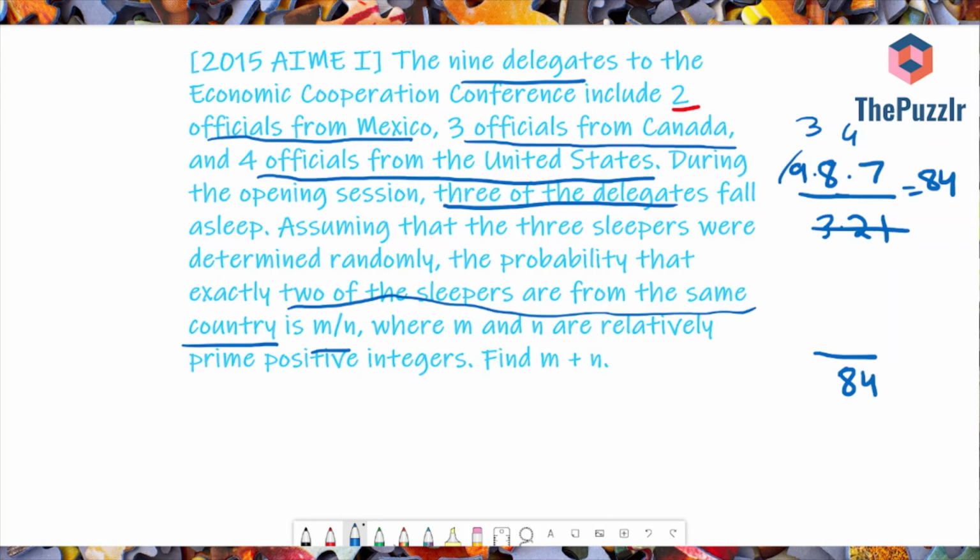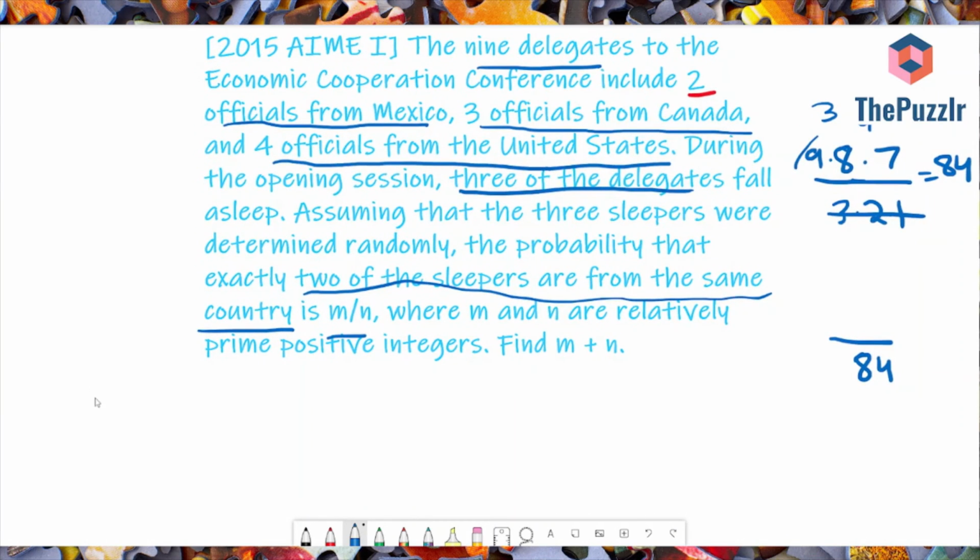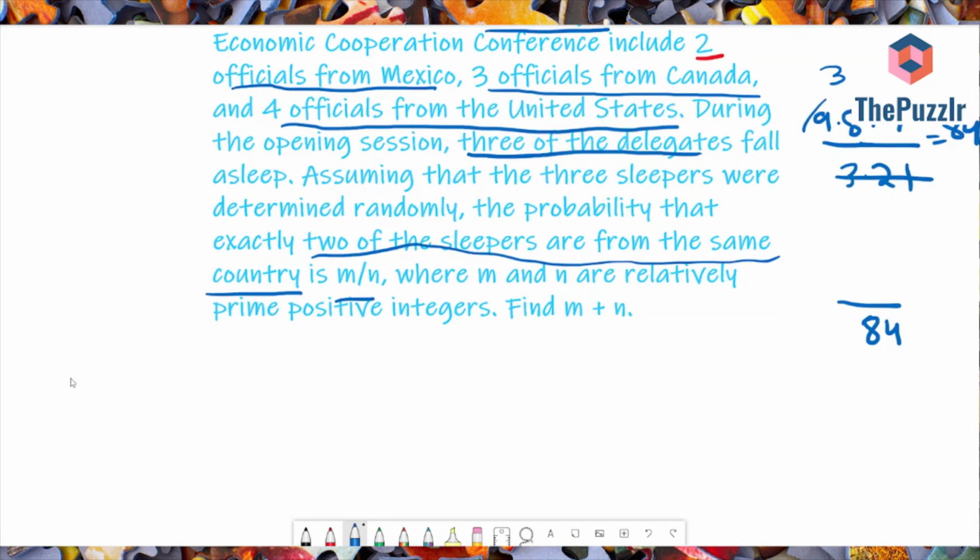Now, how do we find the number of ways to have exactly 2 of the sleepers be from the same country? Well, there's only 3 countries, so this problem looks ripe for casework. What if the 2 sleepers are from Mexico? There's only 2 officials from Mexico, so picking 2 sleepers from Mexico, there's only one way to do that, or more specifically, 2 choose 2, which is 1. And then we have to pick one of the other 7 officials, so there's 7 ways such that the 2 sleepers that are from the same country are from Mexico.